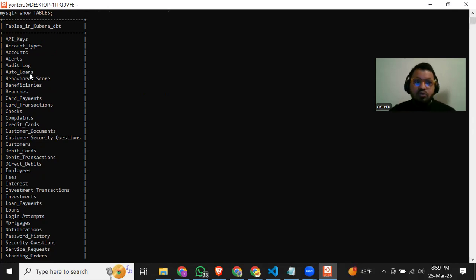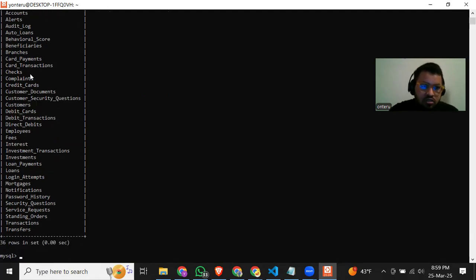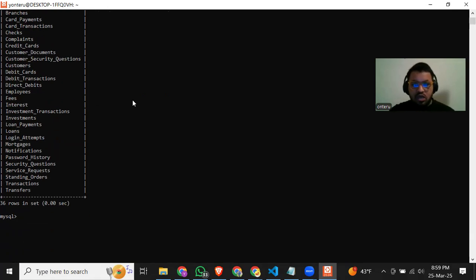system. If you want to be a big data engineer, or a machine learning engineer, or an AI specialist, you need to understand how we can tackle the data and how we can generate insights or reports from that data. Then only can you be a good engineer or a good AI specialist. So these are all the tables which I have in my Kubera DBT. Now I'm going to show how these tables are interlinked.